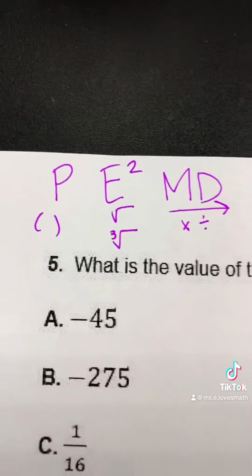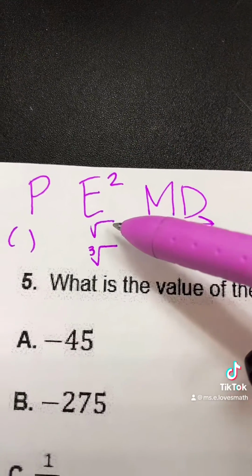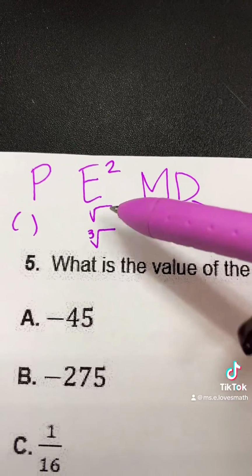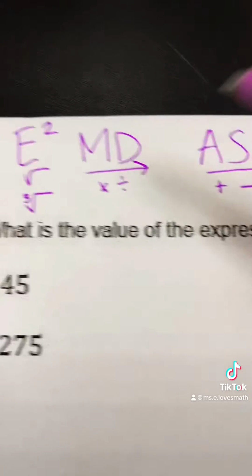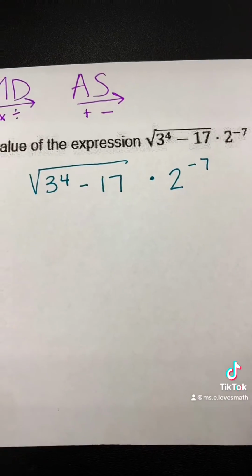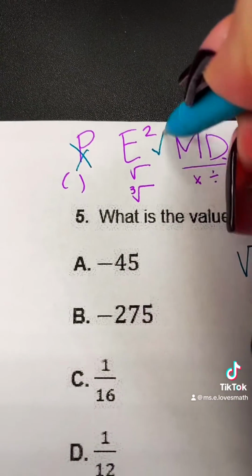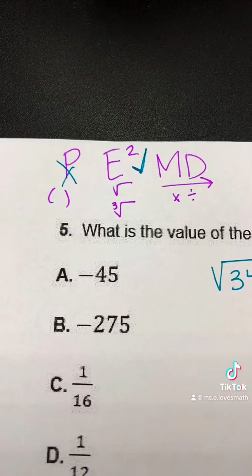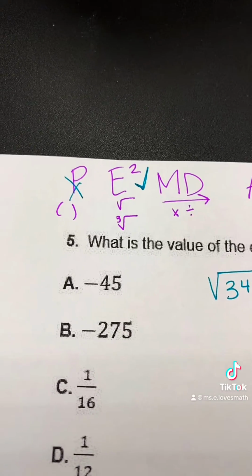First parentheses, second exponents, and with exponents, we are going to group in the radical of the square root and the cubed root. Then we can multiply and divide from left to right, and add and subtract from left to right. Looking at our expression, we do not have any parentheses, but we do have a couple of different things that fall in the E category of exponents and square roots or cubed roots.